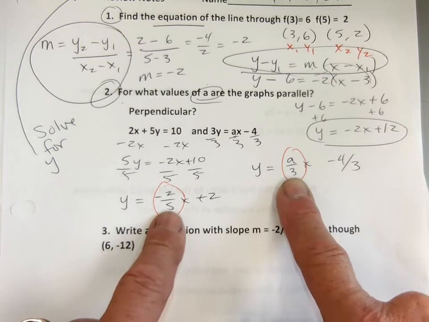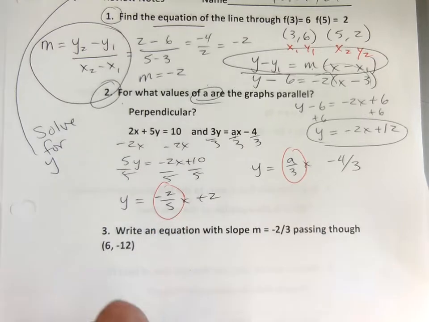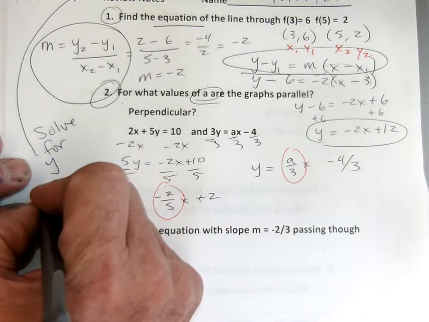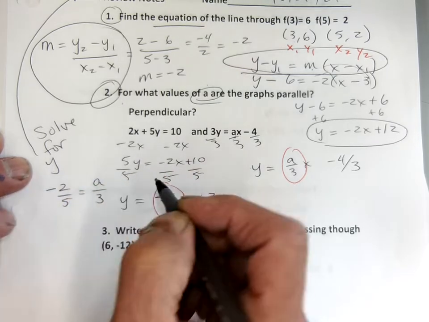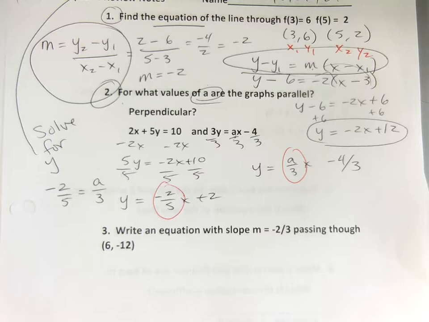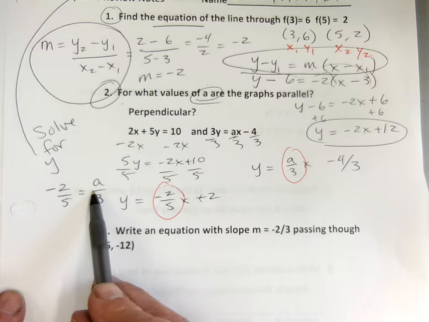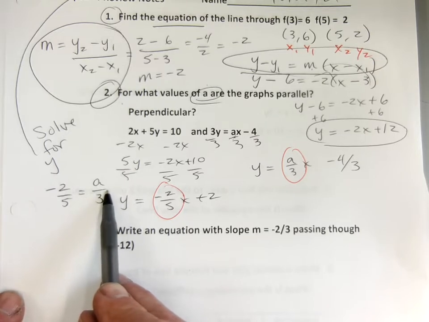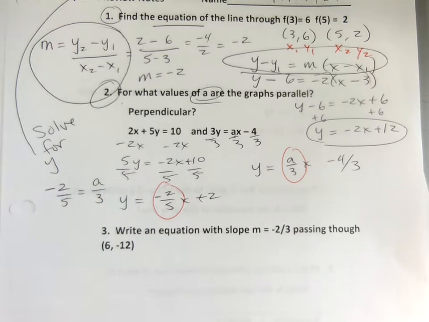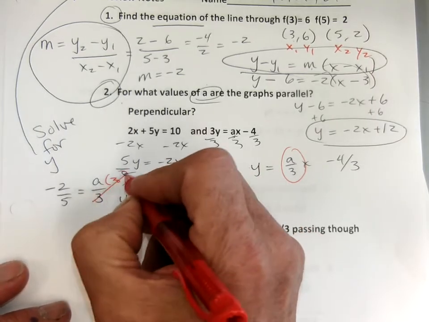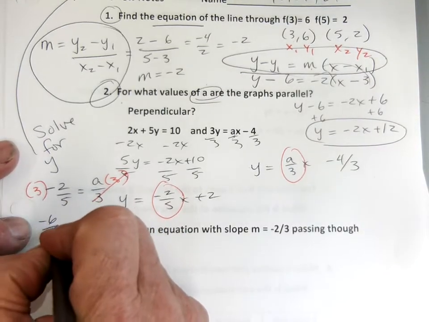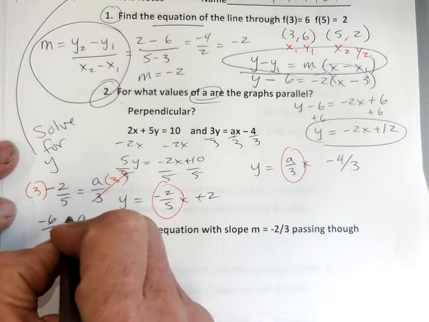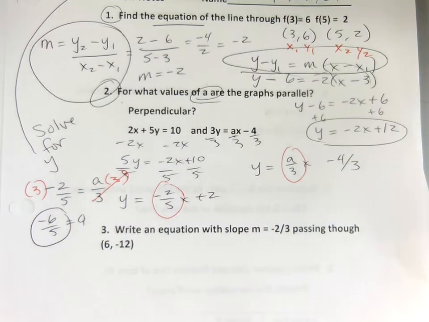So to make these equal, they have to be equal, right? So I'm going to just do this. I'm going to take my negative 2/5 and set it equal to a over 3. Okay? Well, I know how to solve for a. I'm going to undo the divide by 3. How do I undo the divide by 3? I just times by 3, right? So I'll times by 3, and I'll times this by 3. And so I would need a to be negative 6/5 for these two to be parallel.